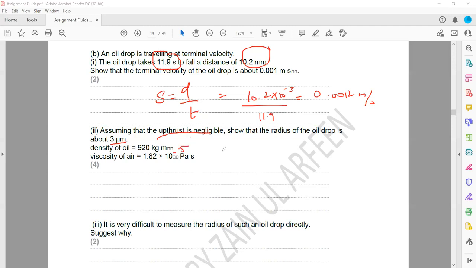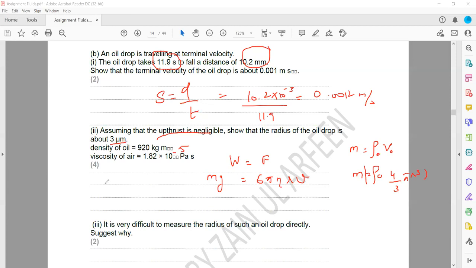If we neglect the upthrust, we can say weight is equal to drag force. What is the weight? Weight is equal to mg. And what about drag force? It is 6 pi eta r v. This v is the terminal velocity. We need the radius. And what about the mass of the object? We have the density and we need a radius. So we can say mass is equal to density of the object multiplied by volume of object. And it's a sphere, so the volume will be 4 by 3 pi r cubed.